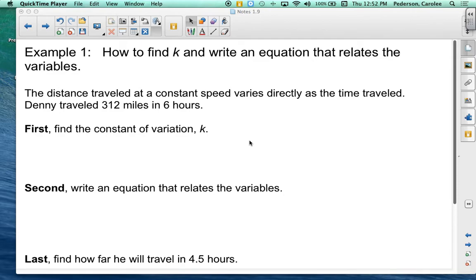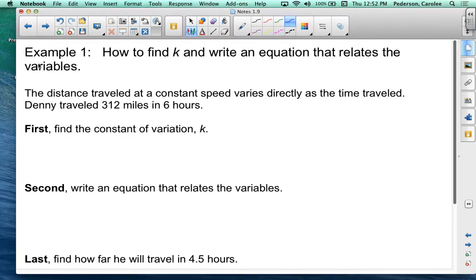Here is our first example on write an equation that relates two variables. So here's what I want you to write down. Let's go ahead and write down example 1. And this is going to be a direct variation problem. I want you to write down this. The distance, highlight that, varies directly as the time traveled.